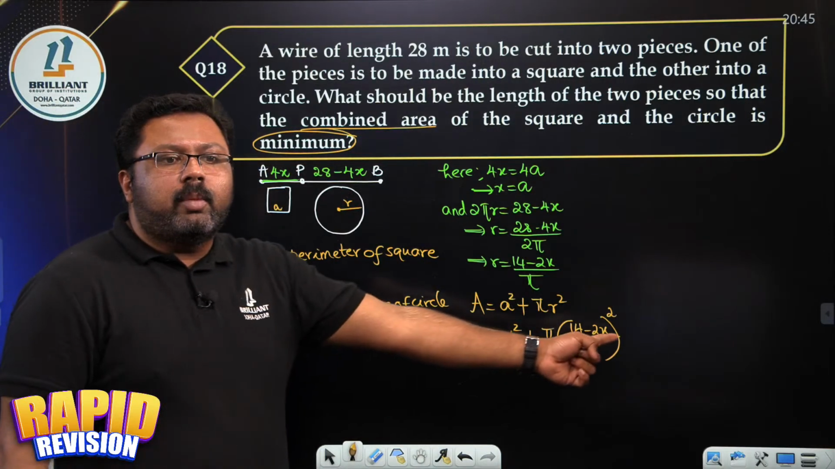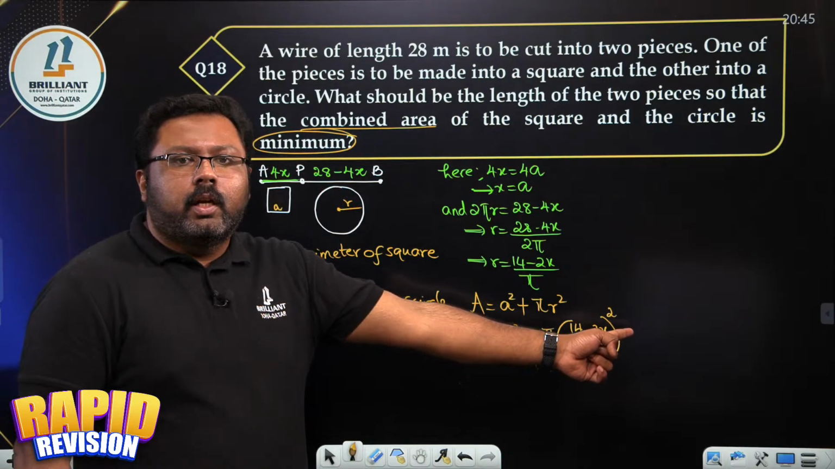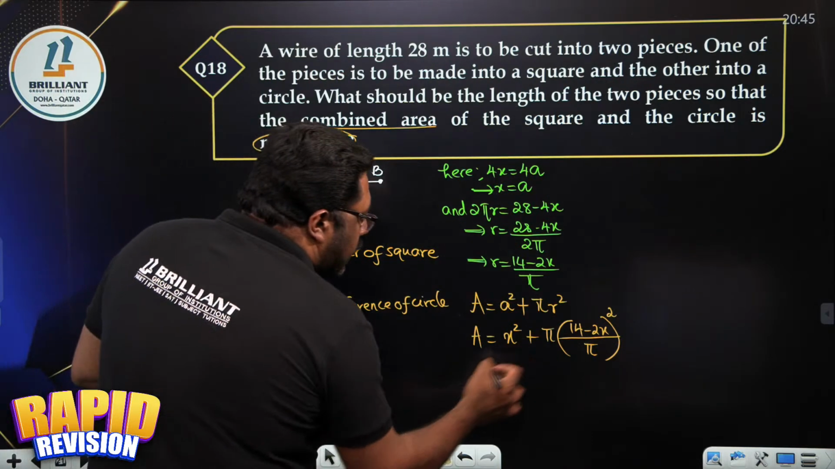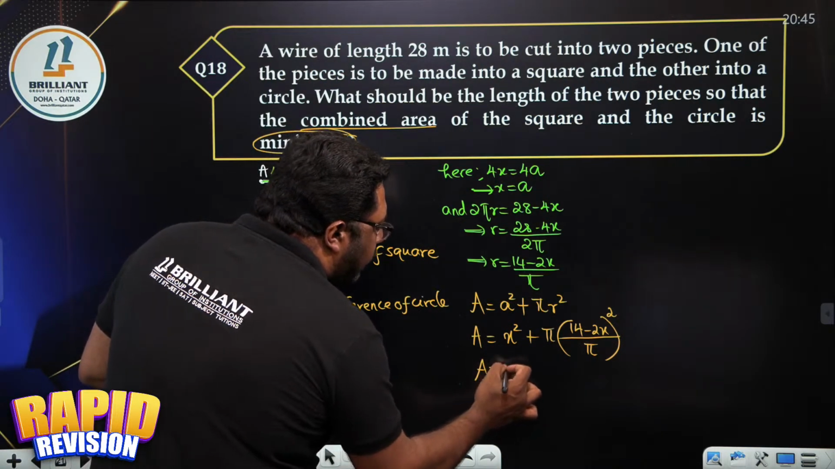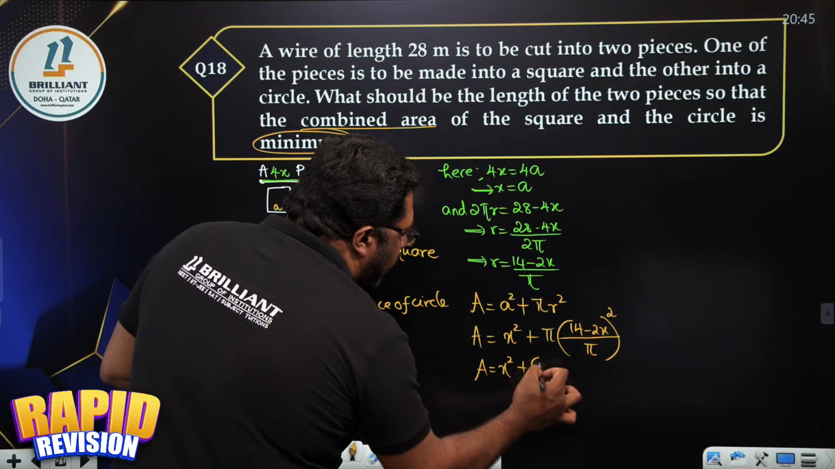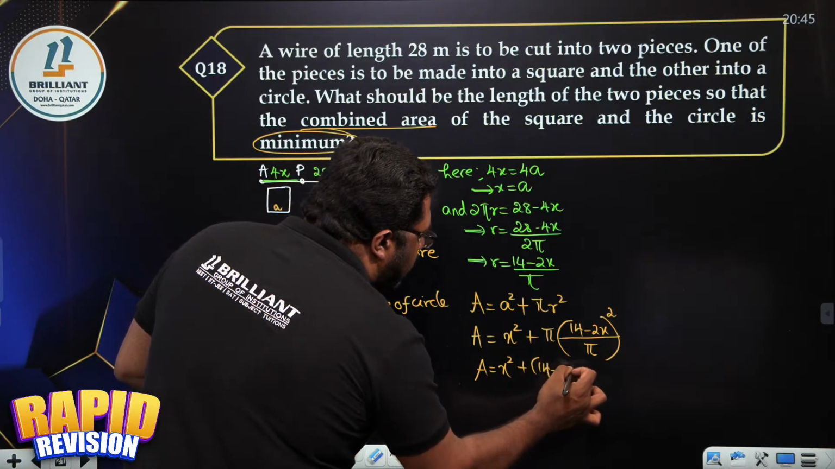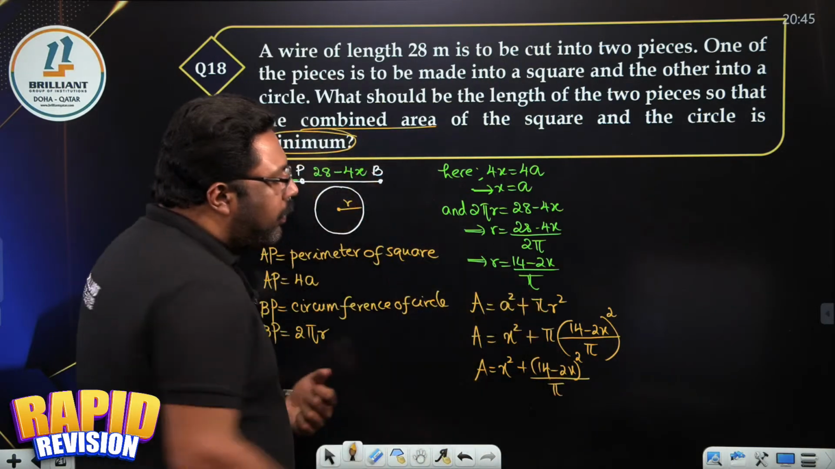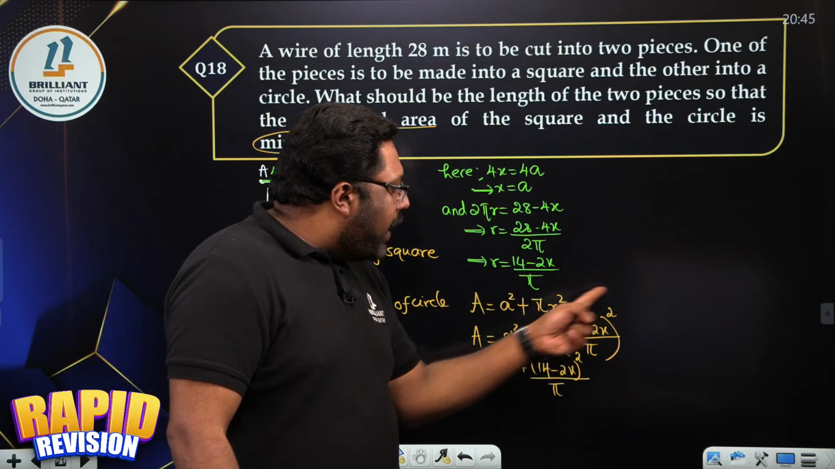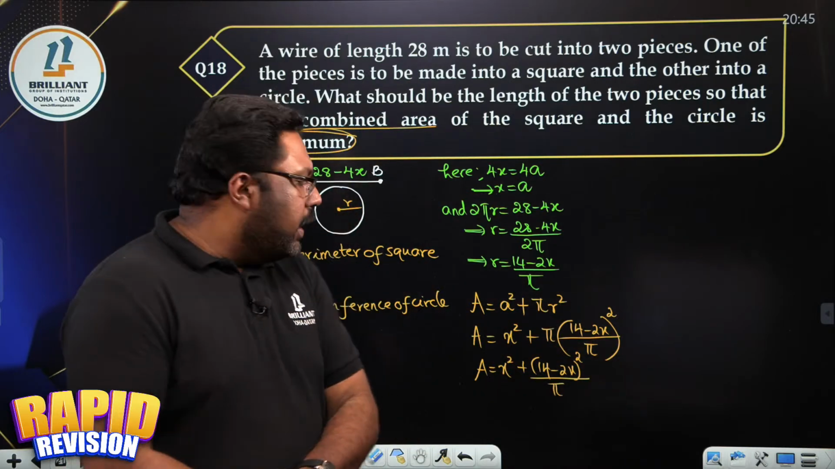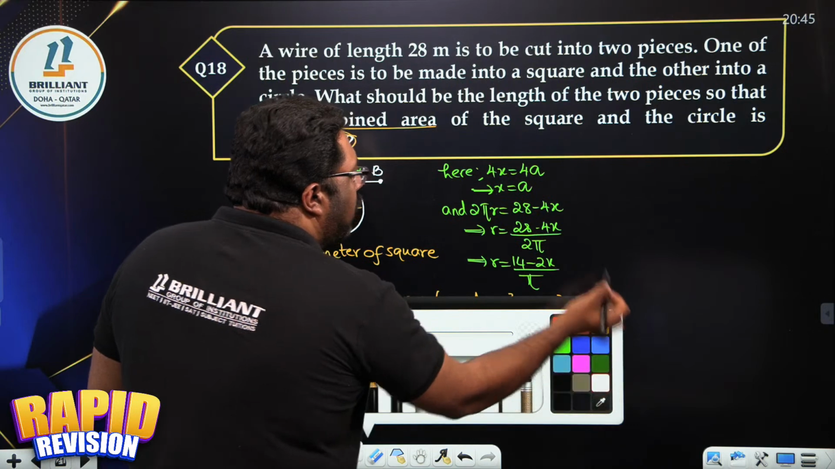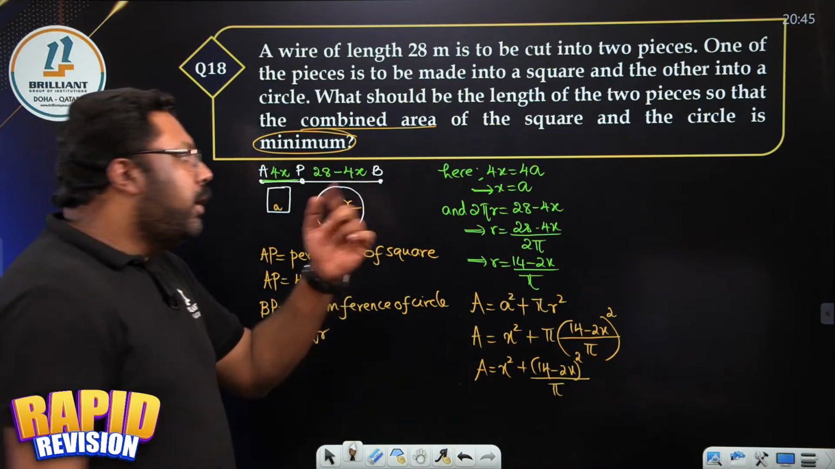Do you see it's in terms of a single variable x? Now simplify it a bit further. 14 minus 2x the whole squared by pi. This is pi squared, so you can cancel it and write it as pi. So my expression is ready in terms of a single variable.